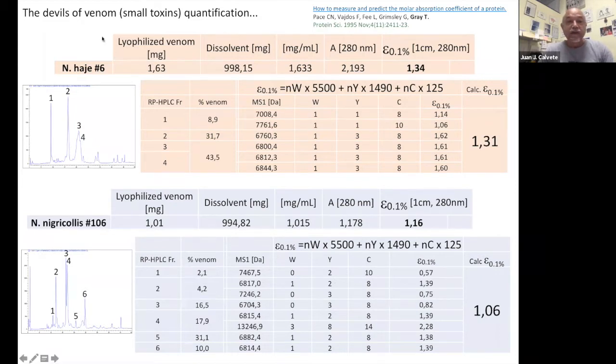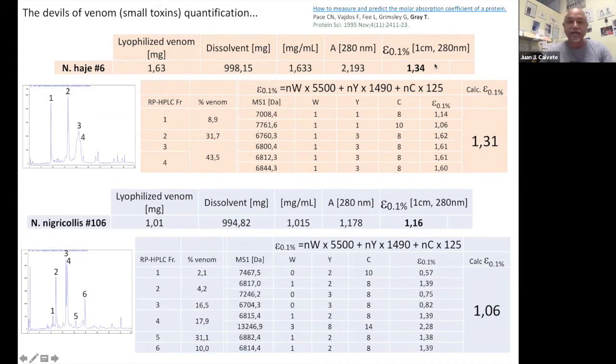And you can do this in whole venoms just by weighing a certain amount on a precision balance, dissolving it also by weight in the same way, calculating the milligrams per ml that you have in this solution, determining the absorbance at 280 and dividing absorbance by the concentration, and then you have the extinction coefficient 0.1%. This is the absorbance of 1 milligram per milliliter at 280 nanometers in a 1 centimeter light path length.